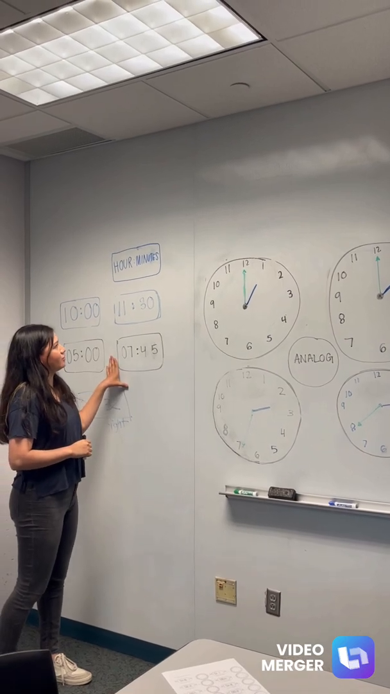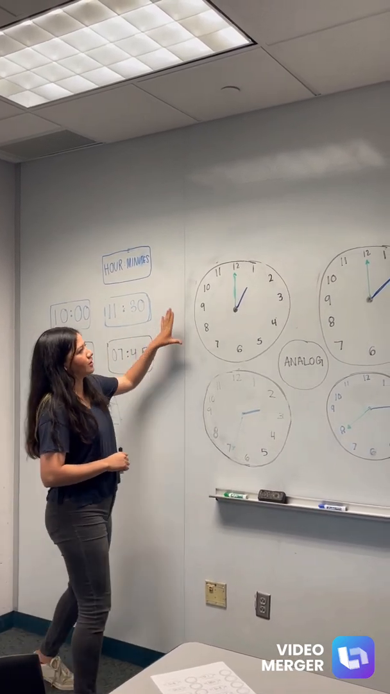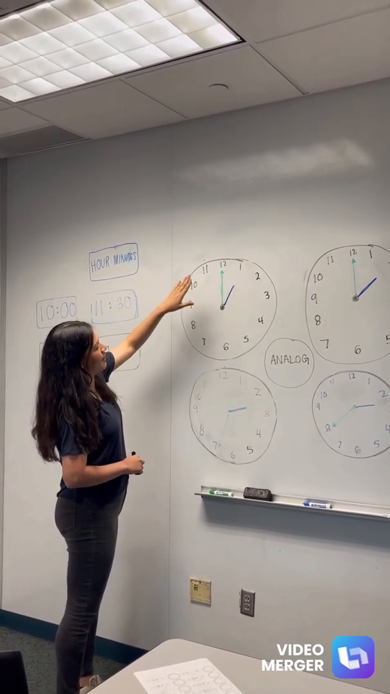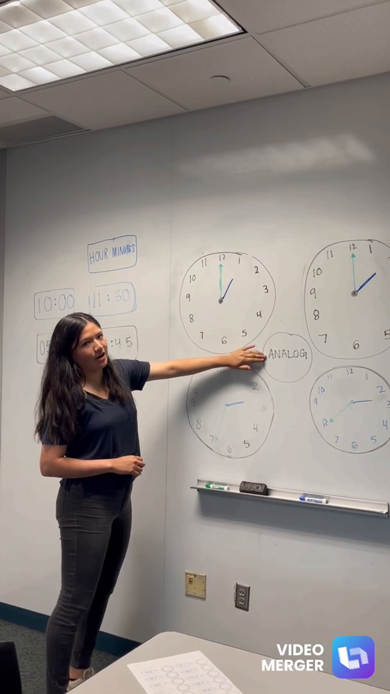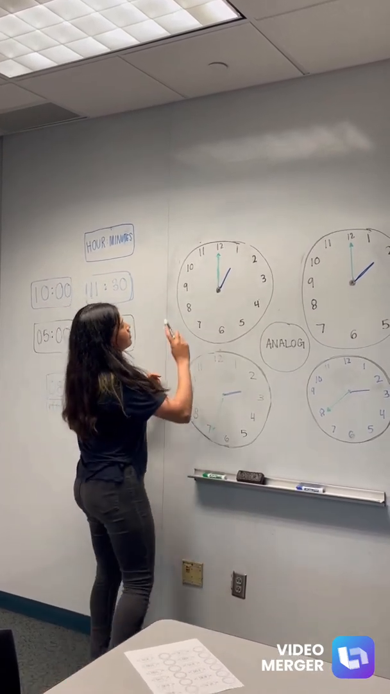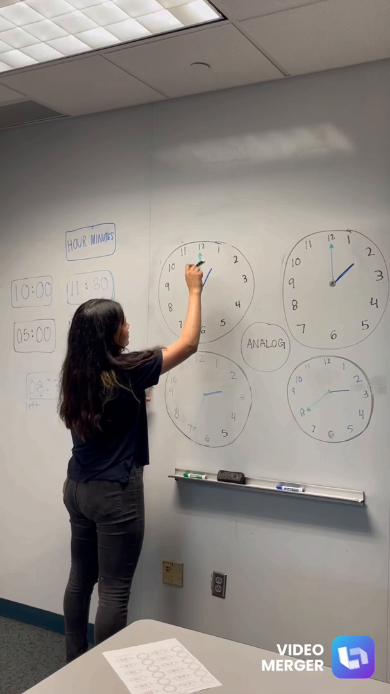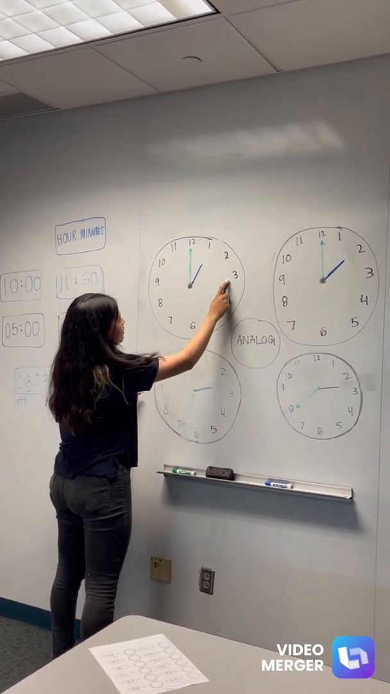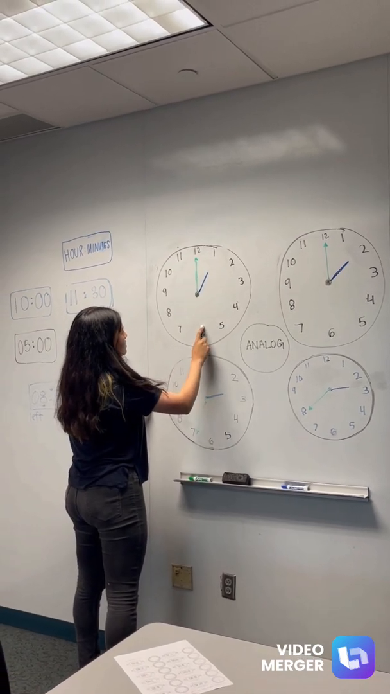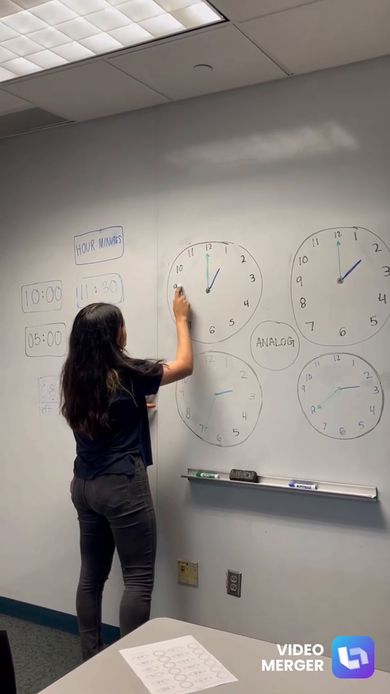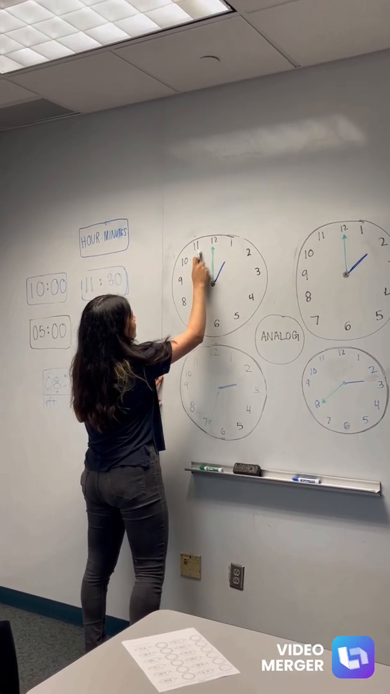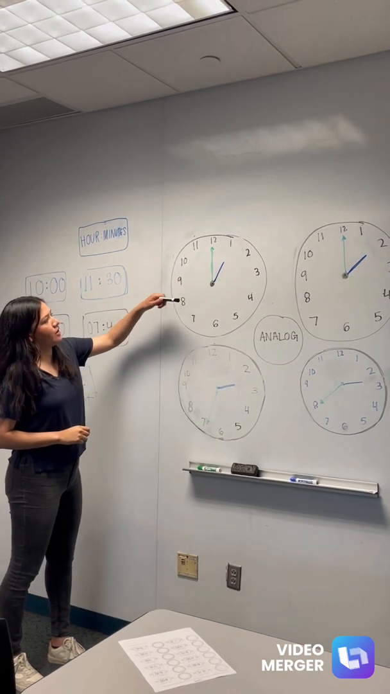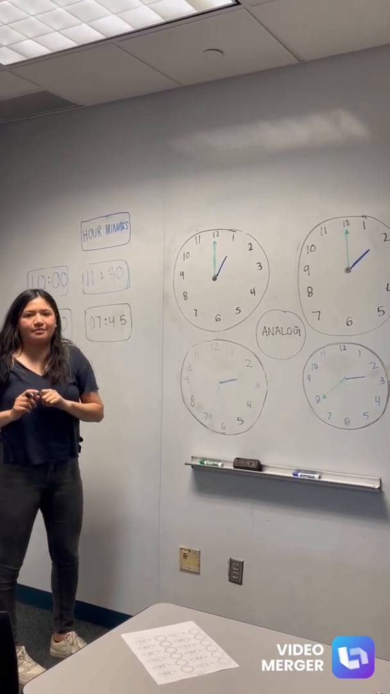Okay, now that we've looked over digital clocks, we're gonna look over the circle clocks. When you see this circle clock with the numbers all around, that is called an analog clock. So if we look closely, we see that there's numbers all around the circle. So there's 1, 2, 3, 4, 5, 6, 7, 8, 9, 10, 11, and finally we get to 12. So these numbers are going to be very helpful for us to help us tell the time.